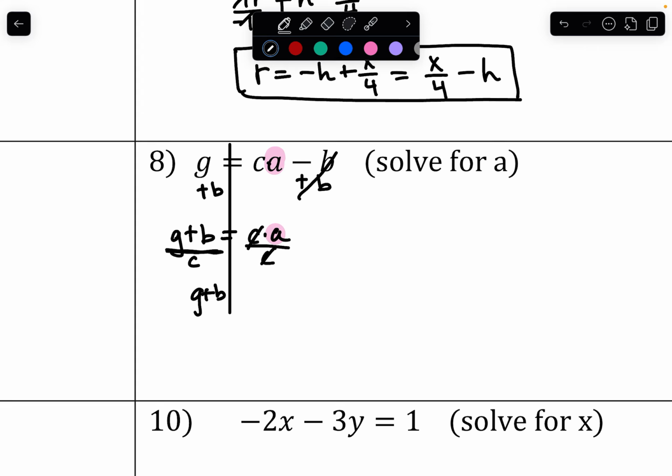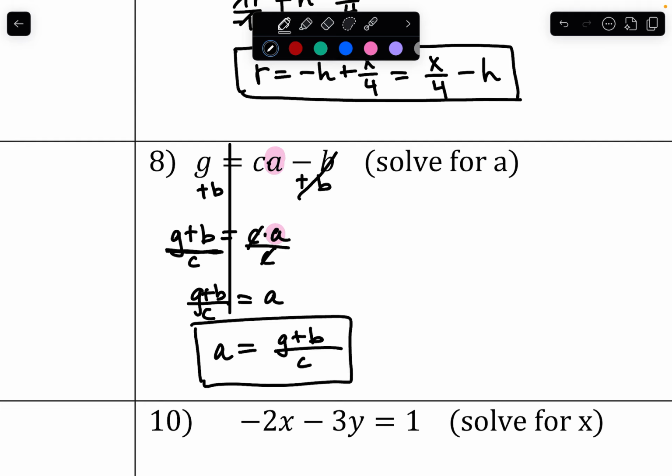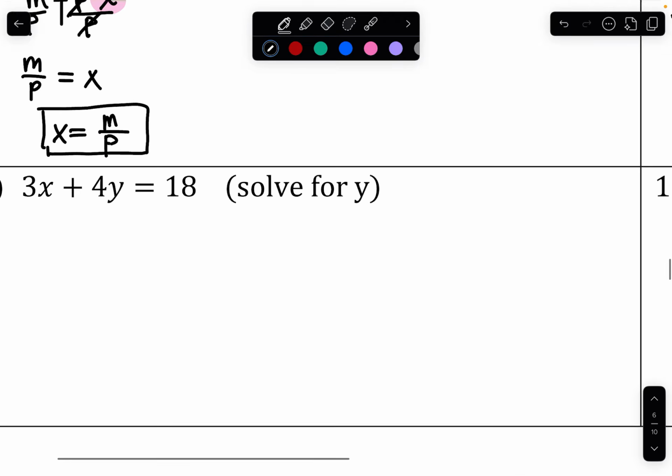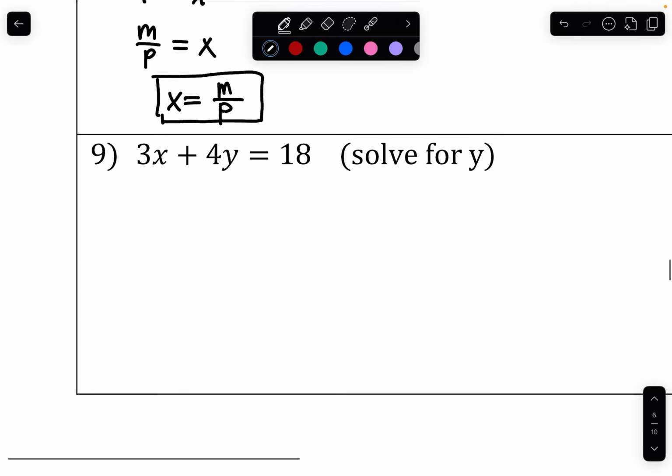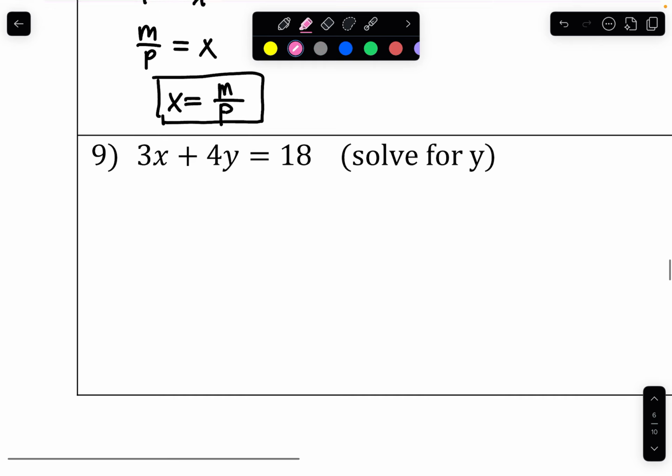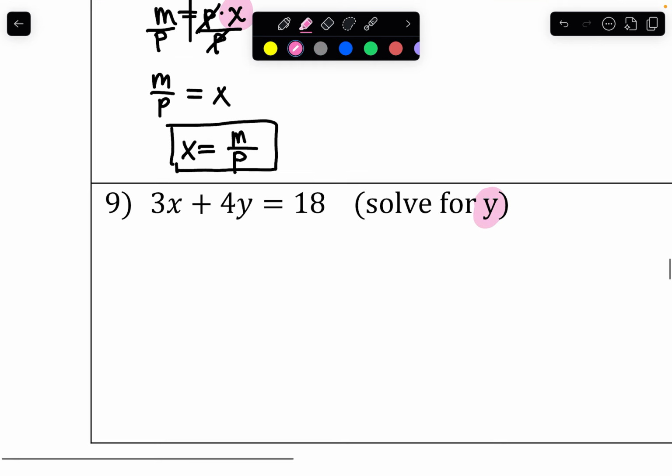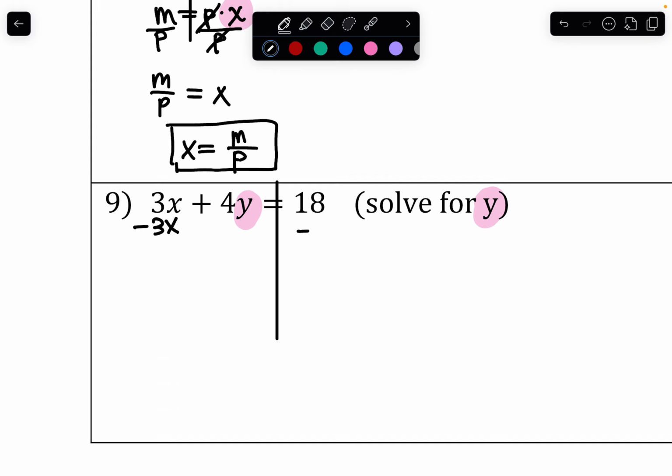And so g plus b all over c equals a. Write the a on the left. And we have our final answer. Okay, these last two examples are going to be very important in a later unit, and it's solving for y in terms of x. Okay, so here we have y, and so our first step is to move this x term to the other side. Get rid of it. Don't separate the 3 and the x, just take them all away.